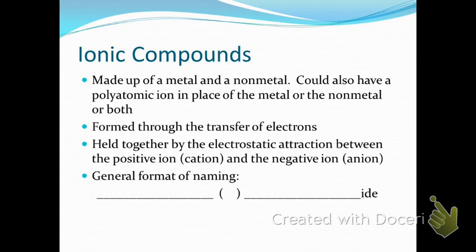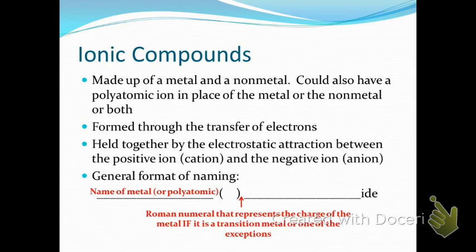When you want to name these, this is the general format. You put the name of the metal, or the polyatomic. In the parentheses you put the Roman numeral. If it's a transition metal, or one of the exceptions that I will talk about, that Roman numeral represents the charge of the metal before it. After it, you put the name of the non-metal, and you have to put the ending of "ide."